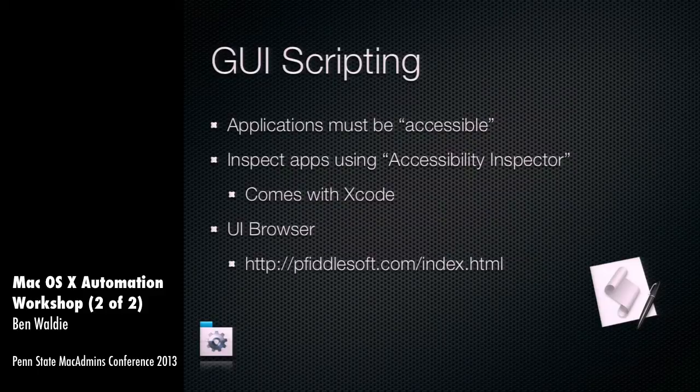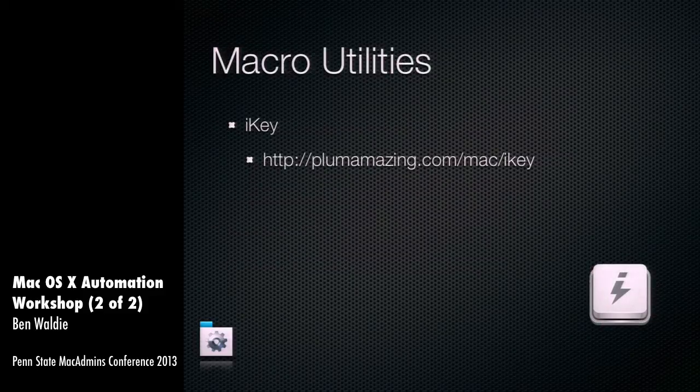If you have Xcode installed, you can use something called the Accessibility Inspector, or there's a third-party tool called UI Browser that allows you to hover your mouse over things, and it will tell you the path to that item or how to access that item with AppleScript or whatever, right? So that's helpful. And I know I'm going through this fast, so if you have questions, you're welcome to ask me afterwards.